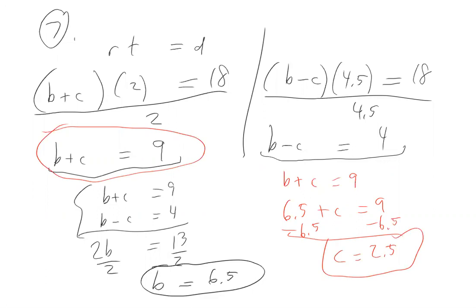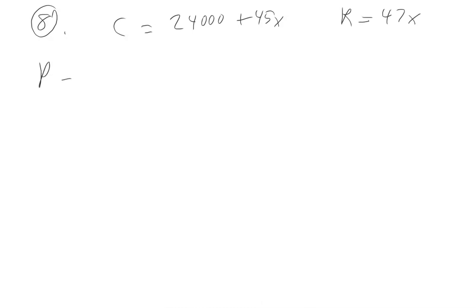Now, let's try to do problem number 8. Problem number 8 on your chapter 3 test is going to be something like this. It says cost equals 24,000 plus 45x. And then it says revenue, which is the money you make, is 47x. So profit is equal to the money that you get, revenue, minus the money that you spend, which is the cost.